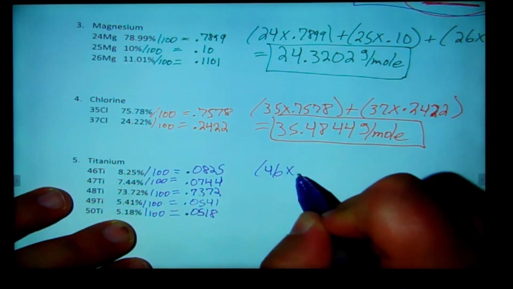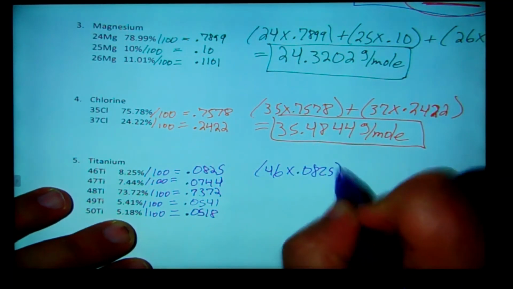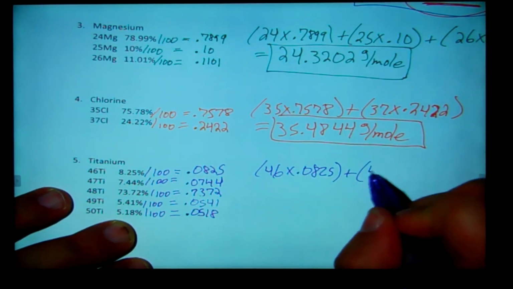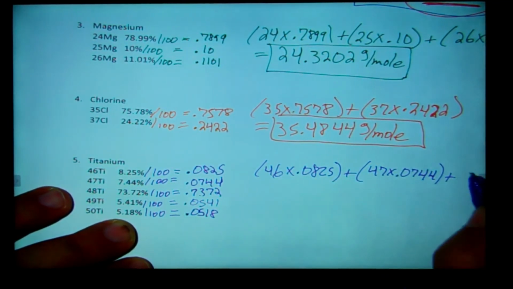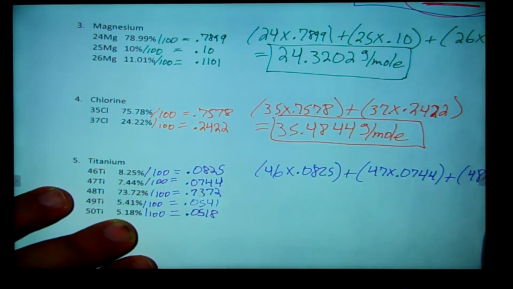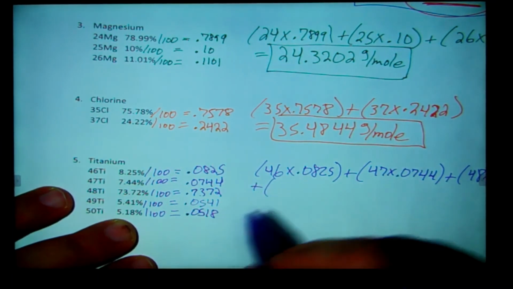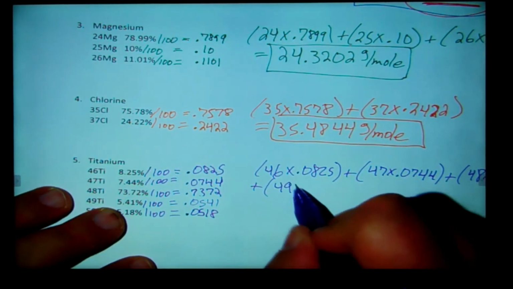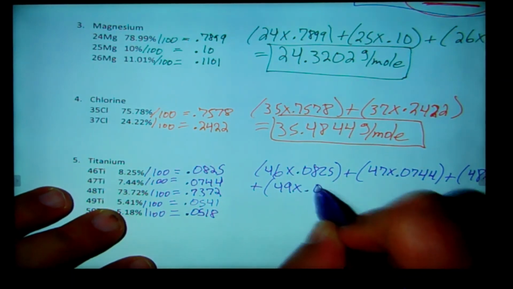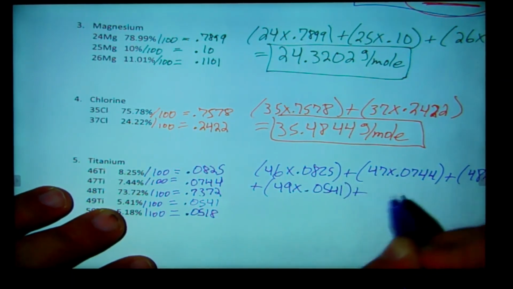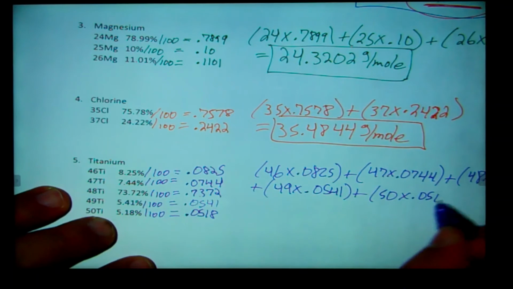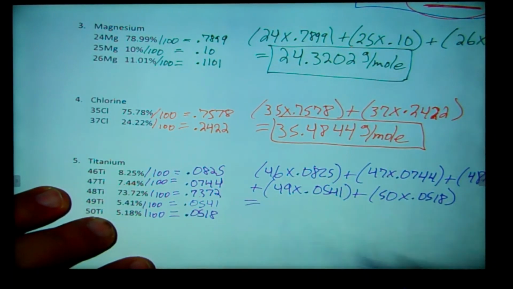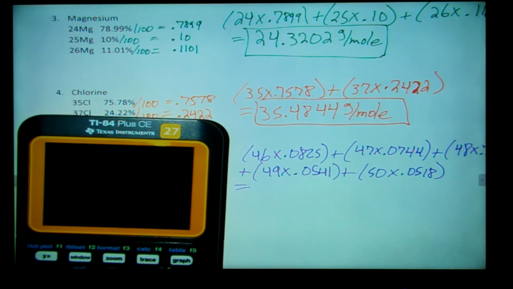Then we set these up. Isotope 46 times 0.0825 plus 47 times 0.0744 plus 48 times 0.7372 plus 49 times 0.0541 plus 50 times 0.0518. Let's throw this all in a calculator.